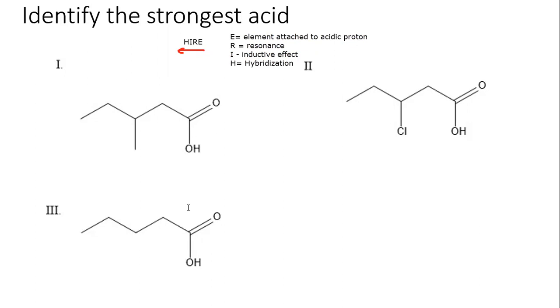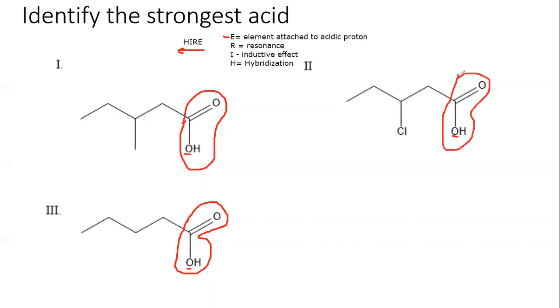So we have all three of these acids, and if we look at all three acids, the acidic protons are all connected to an oxygen. So for the element attached to the acidic proton, it's inconclusive because they all have the same element. Now we look at resonance. Well, this acid has resonance because that double bond can flip back and forth. So you can have resonance here. You can have resonance here. And you can have resonance here as well. So that's inconclusive because they all have the same resonance, the same element attached.